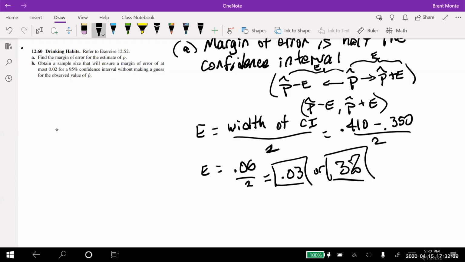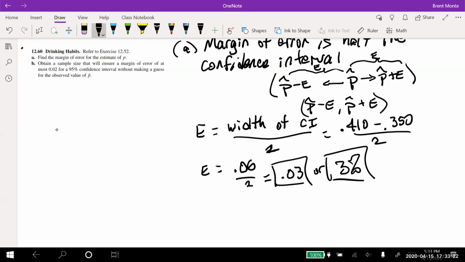Okay, so now for this next part on B, it says, this time find a sample size that will ensure a margin of error of at most 2% or 0.02 for a 95% confidence interval. Notice the confidence interval we just found had a margin of error of 3%. And remember, the sample size was 1,000. Now the problem's saying, if I want to shrink that down to a 2% margin of error, what do I need to increase the sample size to? Because remember, as you get a bigger sample size, you're typically going to be closer and closer to what the actual population proportion is, because your sample size is approaching the population size.